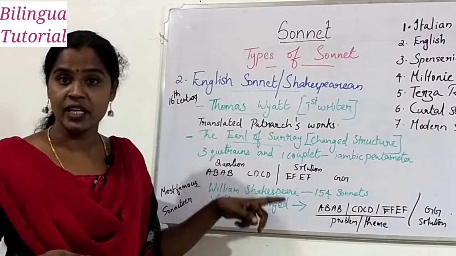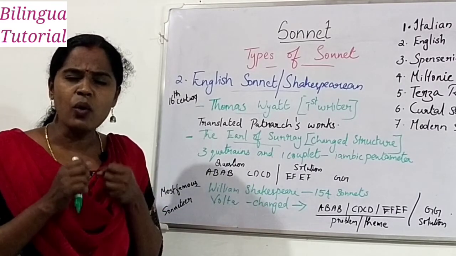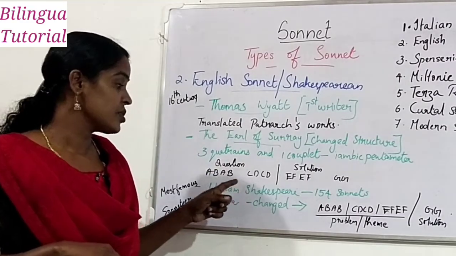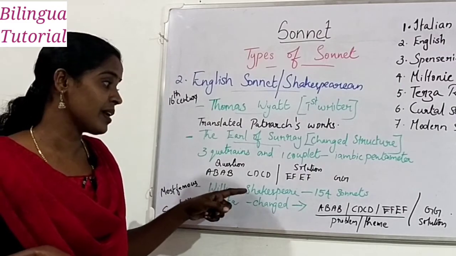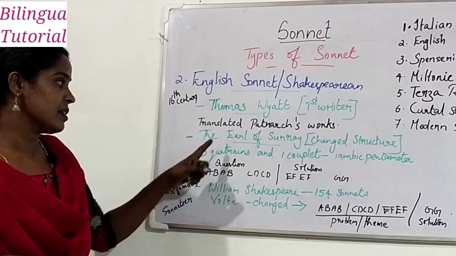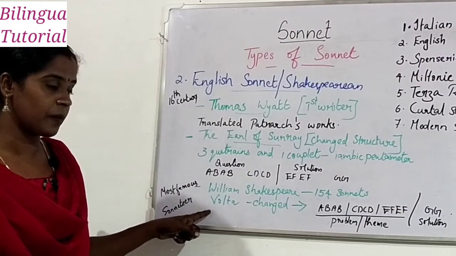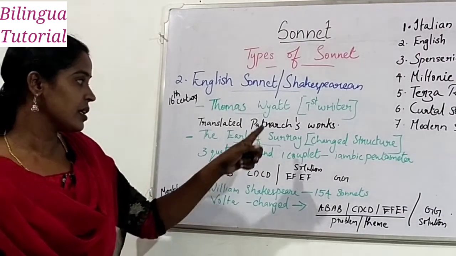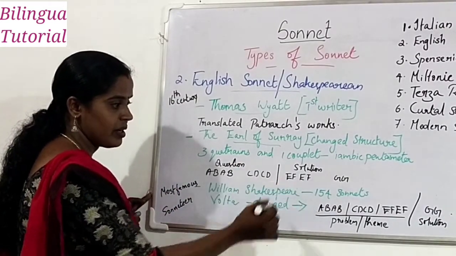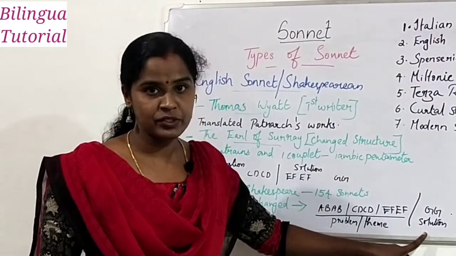Then the 2 sections must be there, such as the volta also must be there. So satisfying all these needs and writing it precisely is very difficult. So Shakespeare proved his brilliance by writing 154 sonnets. The Earl of Surrey changed the structure, but William Shakespeare changed the volta. He wrote in another way. See, here we can see the volta begins from the 3rd quatrain. But William Shakespeare's volta begins only in the couplet.